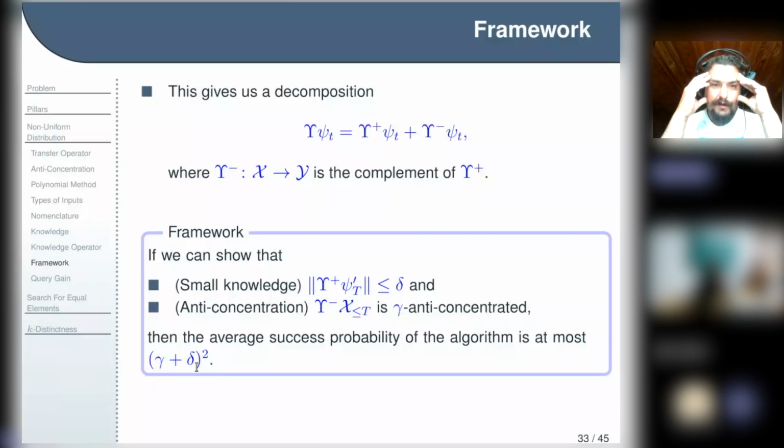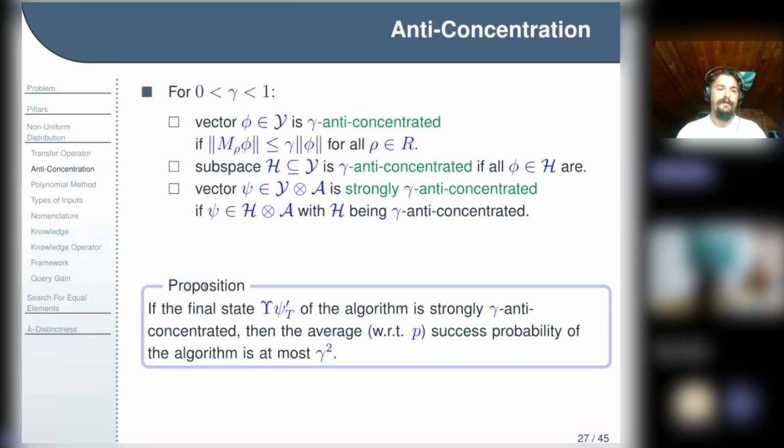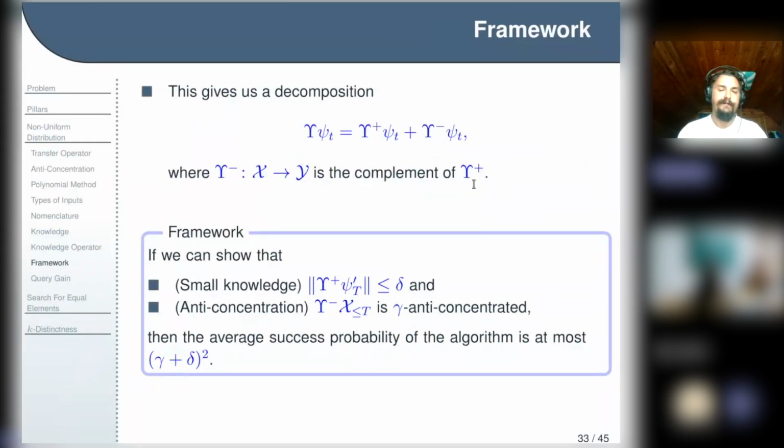Okay, so this previous proposition on this anti-concentration slide is a special case of this, if I am assuming that the knowledge operator is just 0. If upsilon plus is 0, I am getting exactly the same thing as before. But now I'm having this decomposition, so it need not be that upsilon x at most t is gamma anti-concentrated, because usually it's not the case.